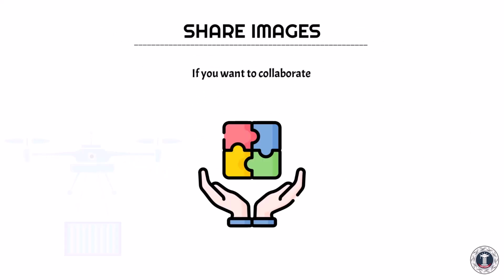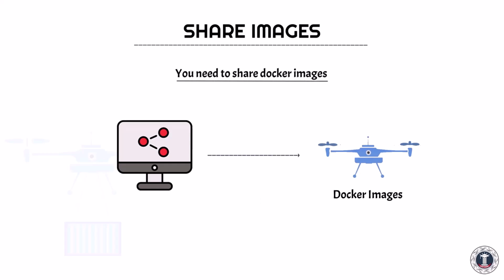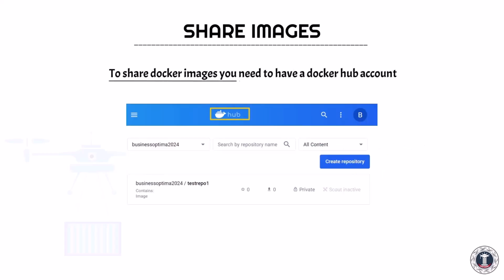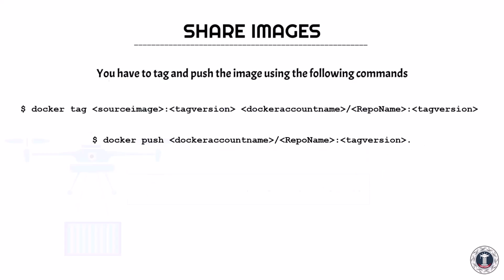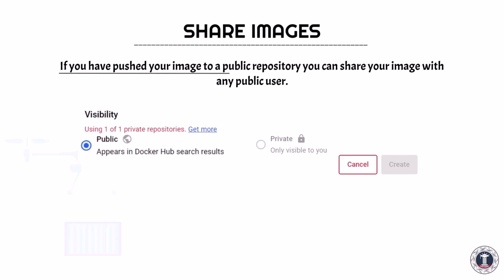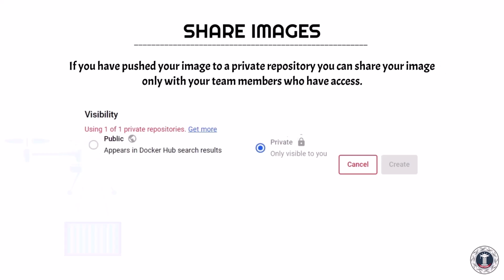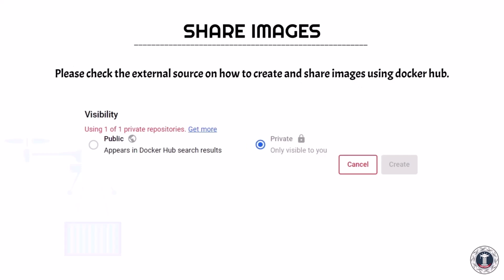If you want to collaborate, you need to share Docker images. To share Docker images, you need to have a Docker Hub account. Next, you have to tag and push the image using the following commands. If you have pushed your image to a public repository, you can share your image with any public user. If you have pushed your image to a private repository, you can share your image only with your team members who have access. Please check the external source on how to create and share images using Docker Hub.